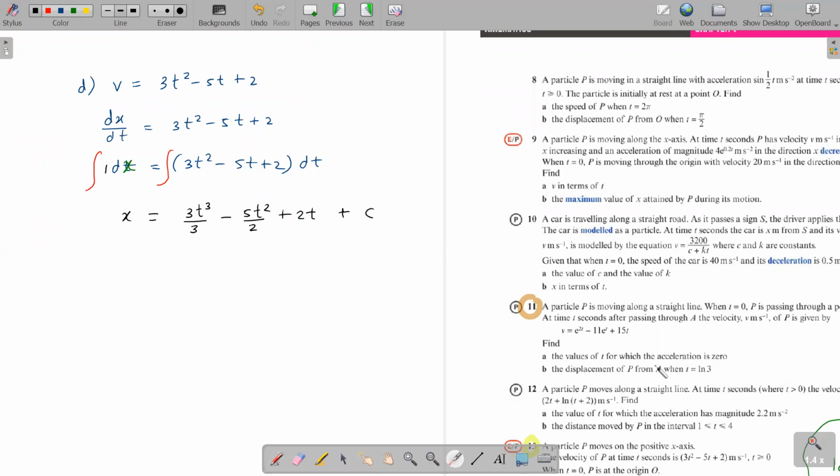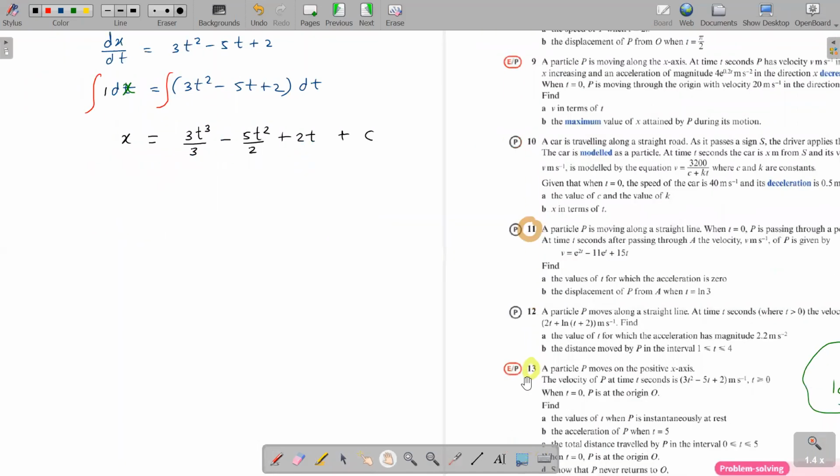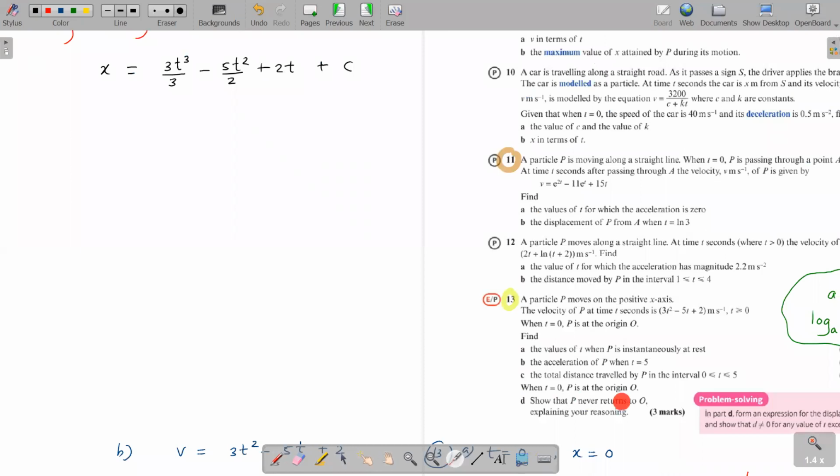And then to find the plus c, they actually give you these limits. What are the limits? When time is 0, the particle is at the origin. So time 0, particle at the origin means x is 0. So what do you get here? 0 equals, 3 to 3 cancels, this is 0, minus 5 over 2 into 0 is 0, 2 into 0 is 0, plus c. What do you get for c? c is 0.